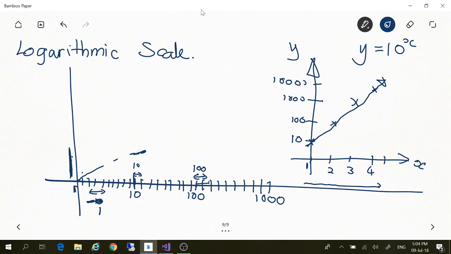Okay, so with this logarithmic scale, I'm going to go on to the second part later, which is called the logarithmic law.